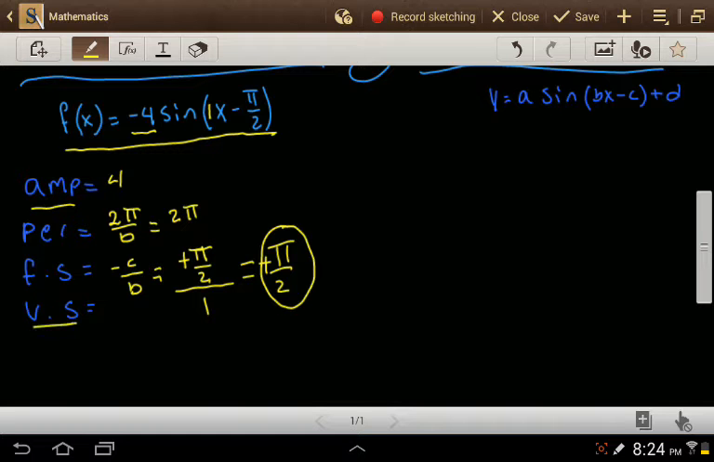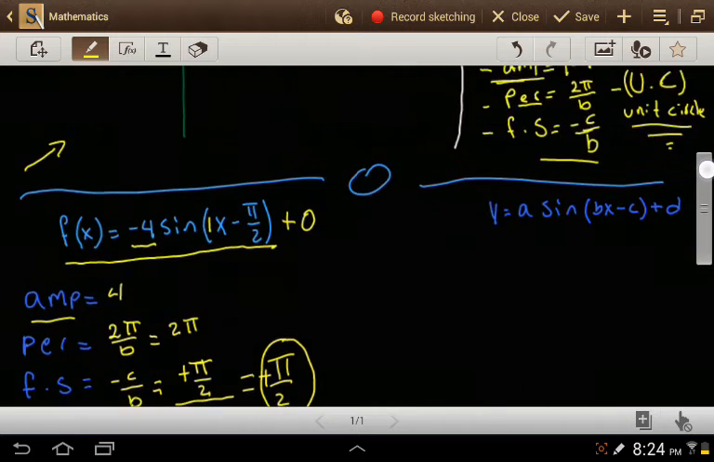And then the vertical shift: we don't have any number added here, so it is none. Vertical shift is none. You want to write that down, that you want to give none as an answer. Some professors are even picky about it. They want you to give none as an answer. So I would recommend you learn that there is no vertical shift.